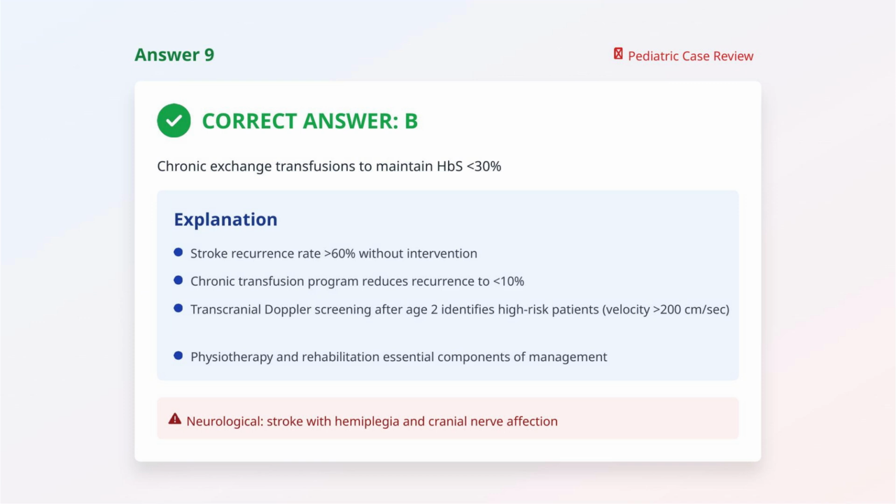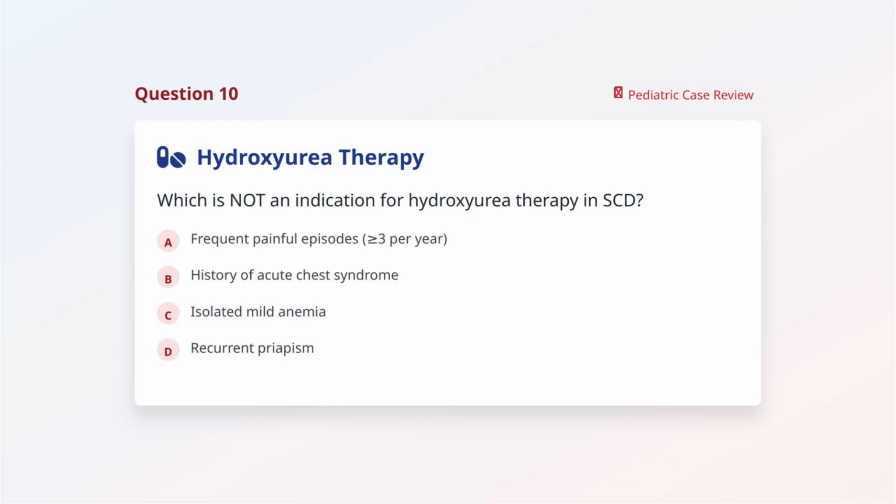Neurological complications in sickle cell disease include stroke with hemiplegia and cranial nerve affection requiring aggressive preventive management. Which is not an indication for hydroxyurea therapy in sickle cell disease? Option A, frequent painful episodes, 3 or more per year. Option B, history of acute chest syndrome. Option C, isolated mild anemia. Option D, recurrent priapism. Consider the established indications for hydroxyurea therapy based on clinical evidence and guidelines, focusing on which conditions warrant this disease-modifying treatment.